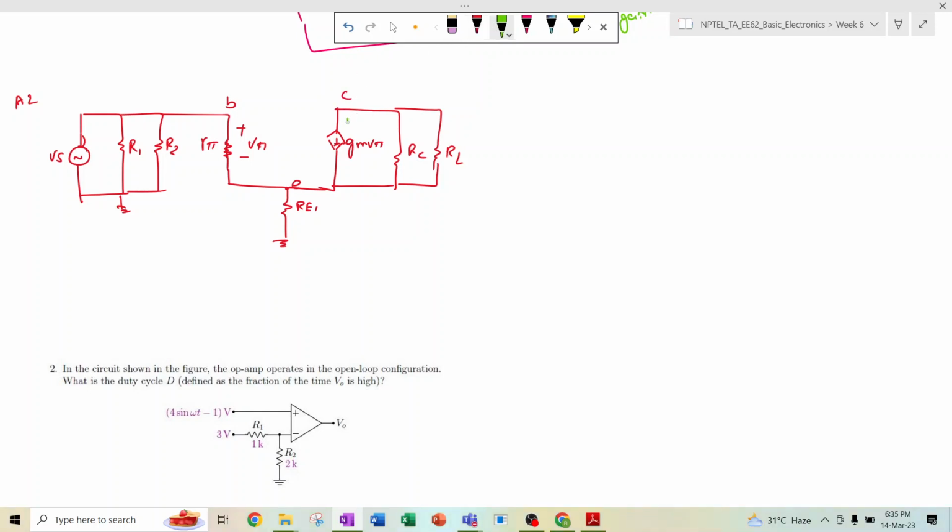Here it is the collector current flowing through, IC is equal to beta times IB, right? And here you have the base current IB, and here you have this IE, which is beta IB plus IB. These two currents are flowing through this, so that is beta plus 1 into IB. Okay, so now during small signal analysis, what is the value of V pi?